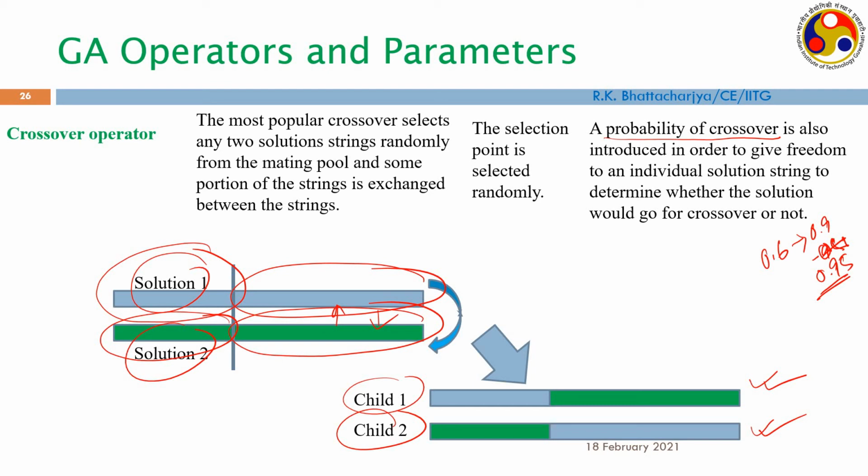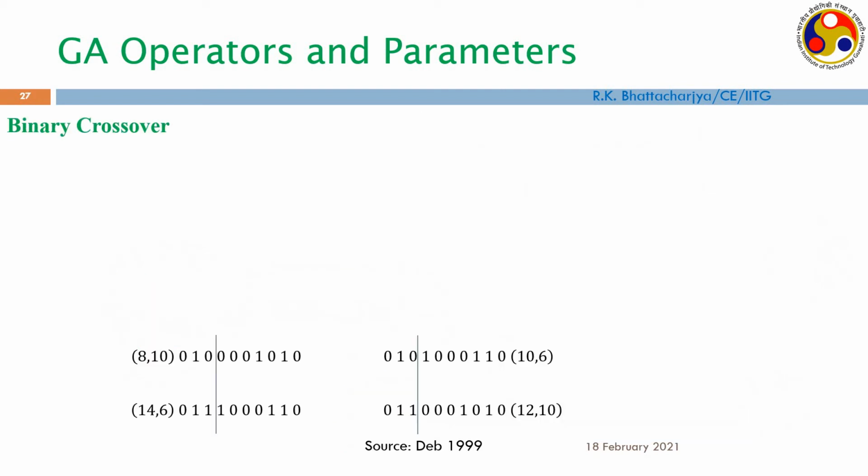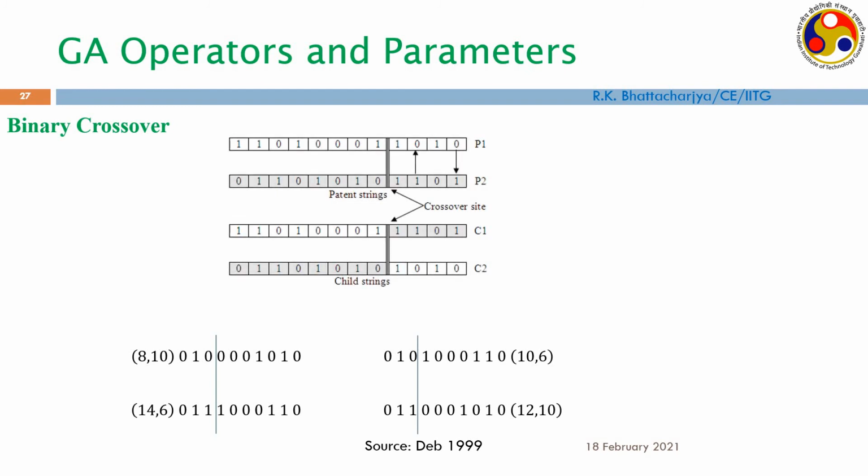Here also the concept is very simple. You are decoding, converting the solution to binary bits, and after that you apply crossover. You cannot implement it manually, so you have to write some code. Here we take a single site, one site, and then exchange the corresponding values. This is one example of crossover.